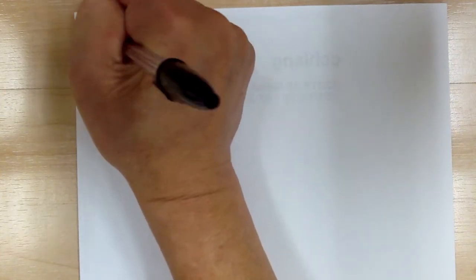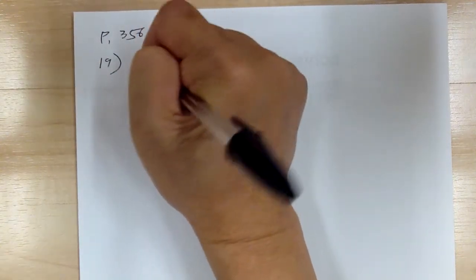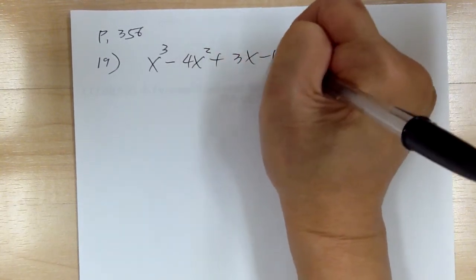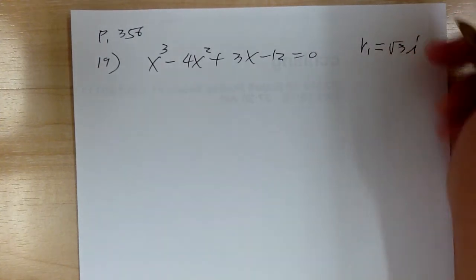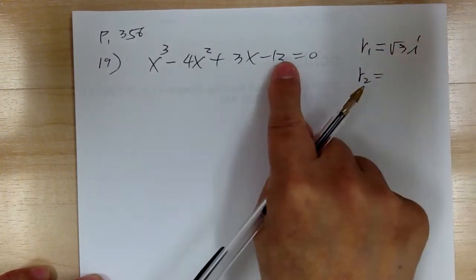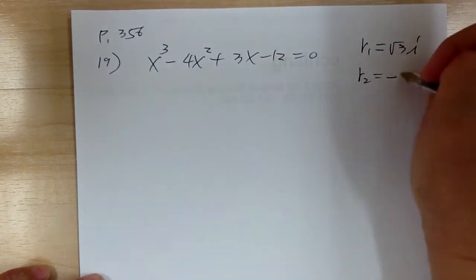Okay, let's do number 19. Okay, number 19, you have to solve the equation. Okay, so number 19, you got x cubed minus 4x squared plus 3x minus 12 equal to 0. And you got R1 equal to square root of 3 i. Always put an i in the back. Okay, and you're going to get R2 again because there's no i and there's no square root. So the only way to eliminate, to cancel it out, is you get a conjugate.